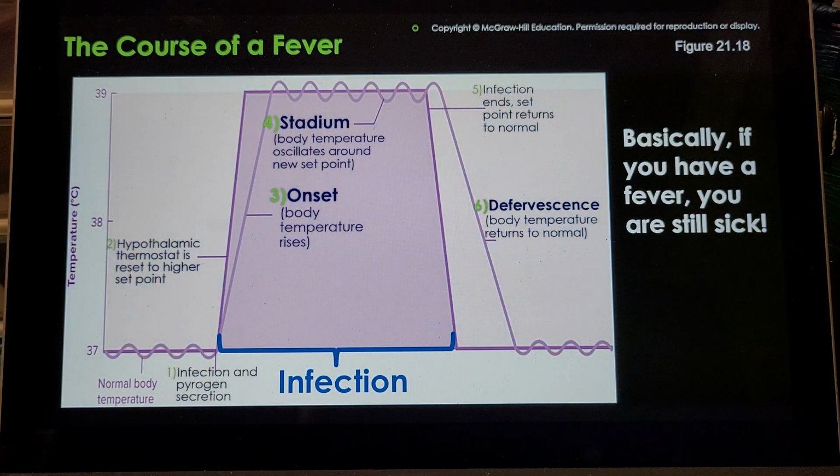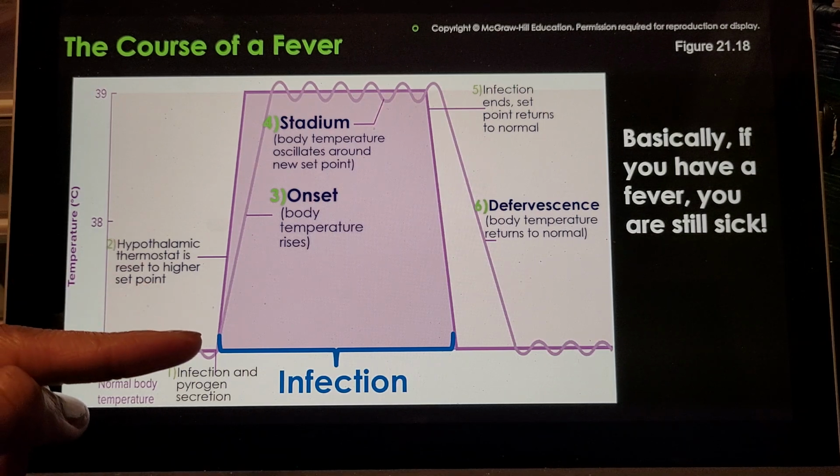So here are our different stages. This looks a little bit different from your book because this has red and green on there, and if you have color blindness, you can tell the difference. Okay, so our normal body temperature, again, this is in Celsius, the scientific thing, sorry, 37 degrees Celsius is our normal one. We fluctuate around that number.